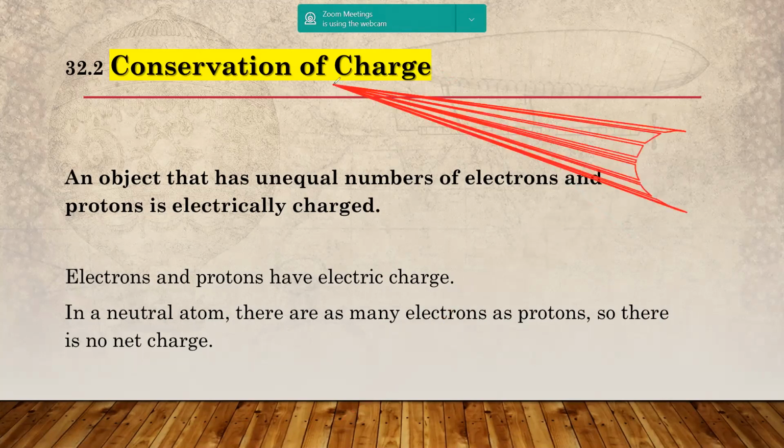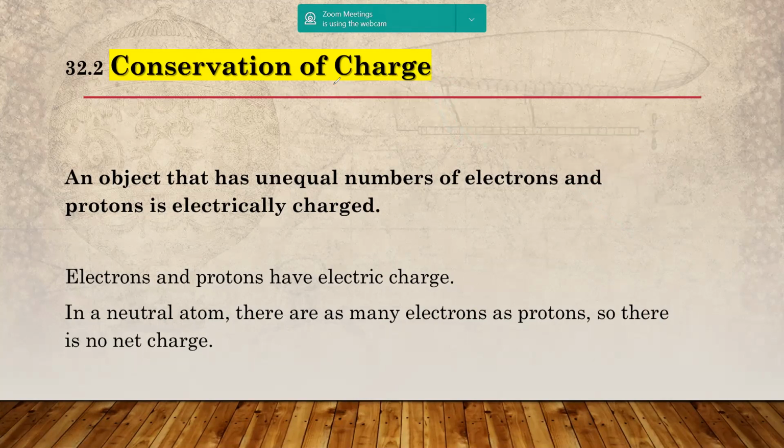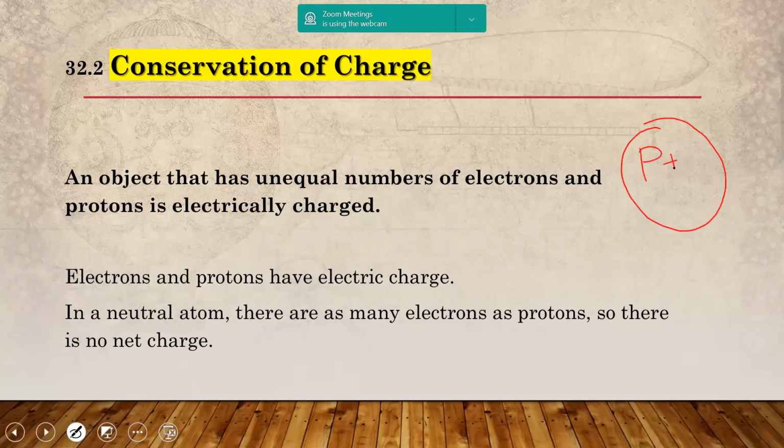So in one atom, we have the same number of protons and the same number of electrons, and both of them are electrically charged. Now, since they are equal, there's no charge for the atom. The net charge is 0. Like plus 3 and negative 3, like in math, they cancel each other.